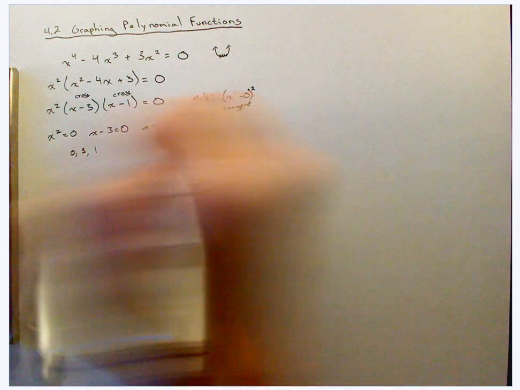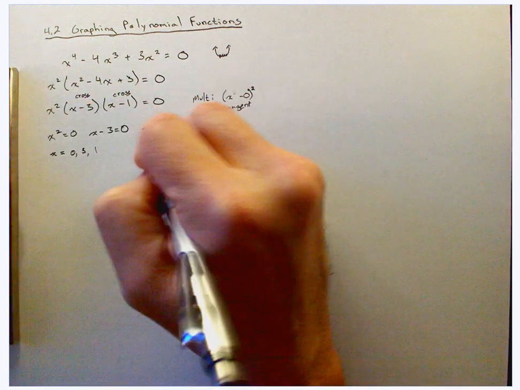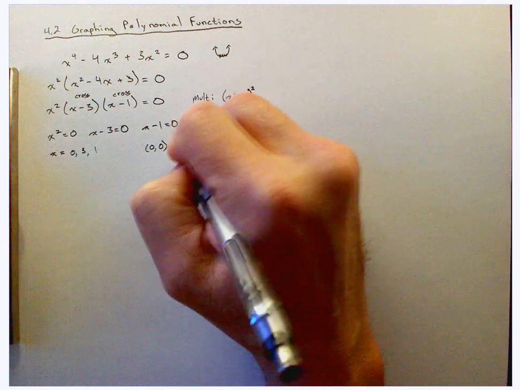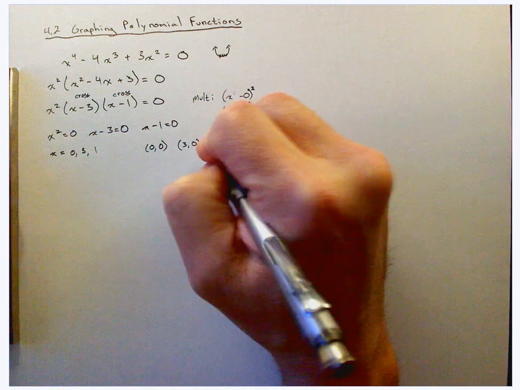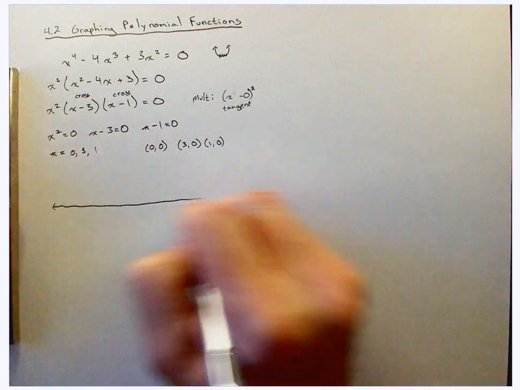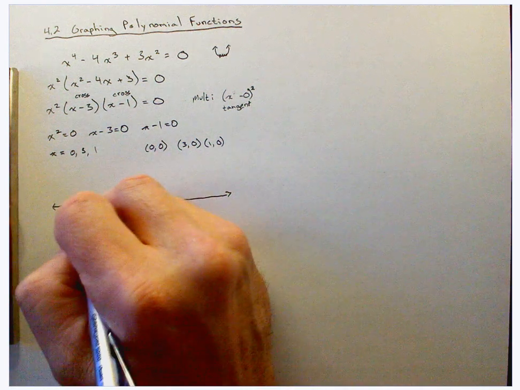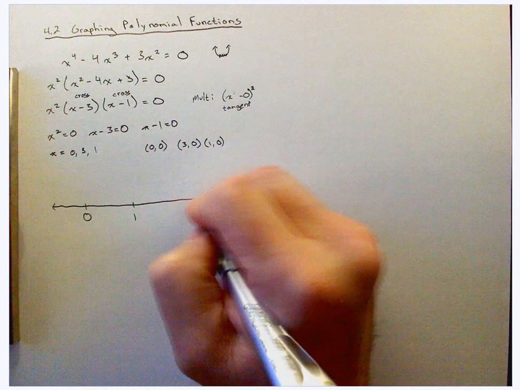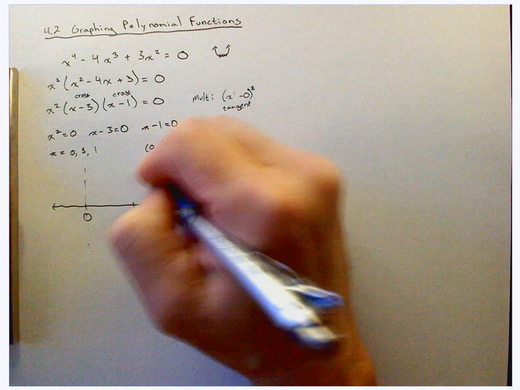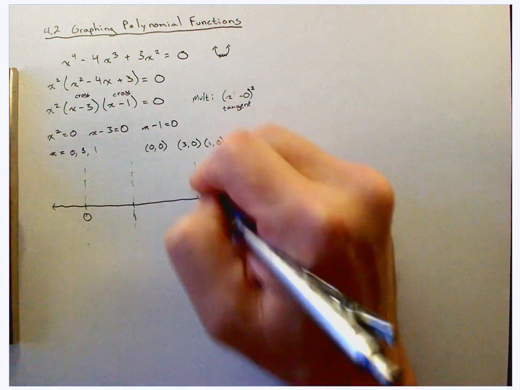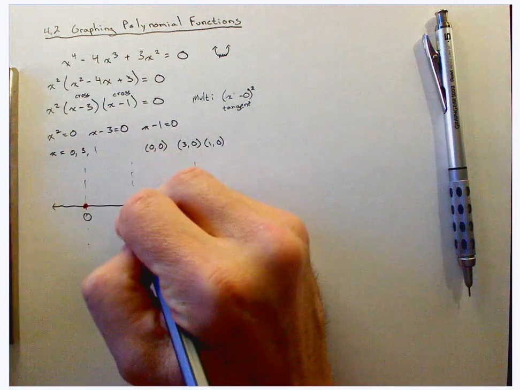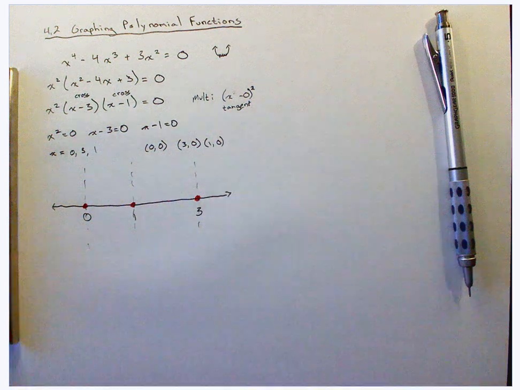So my points that I'm looking at: 0, 0, there's my y-intercept, 3, 0, and 1, 0. These are all my x-intercepts. What I'm going to do is draw me a number line here, and I'm going to put in 0, 1, and 3. And what I'm looking at are the intervals separating those. I'll put a red dot. Hopefully that shows up. So there's a red dot.